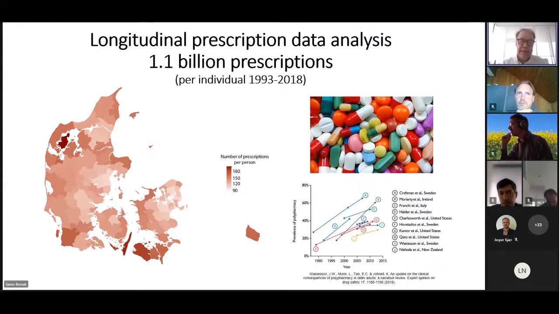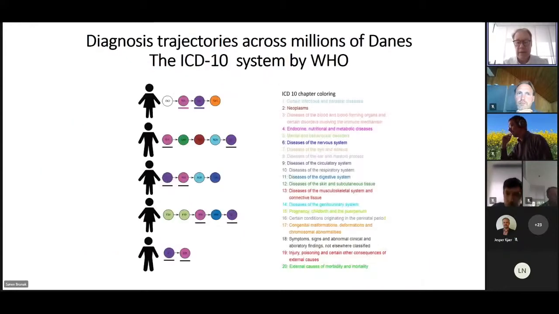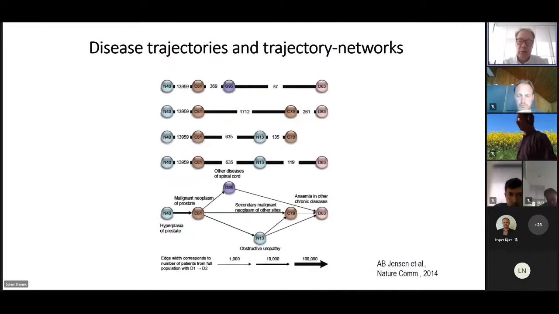But of course, taking this to the prescription level, where we have analyzed more than 1 billion prescriptions in the Danish National Prescription Registry, is interesting. So first, I just touch a little bit on the disease trajectories. You already saw this one. Now we sophisticated it somewhat, but what we did in this paper that we published in 2014 was to develop a quite simple approach that deals with the combinatorial explosion.